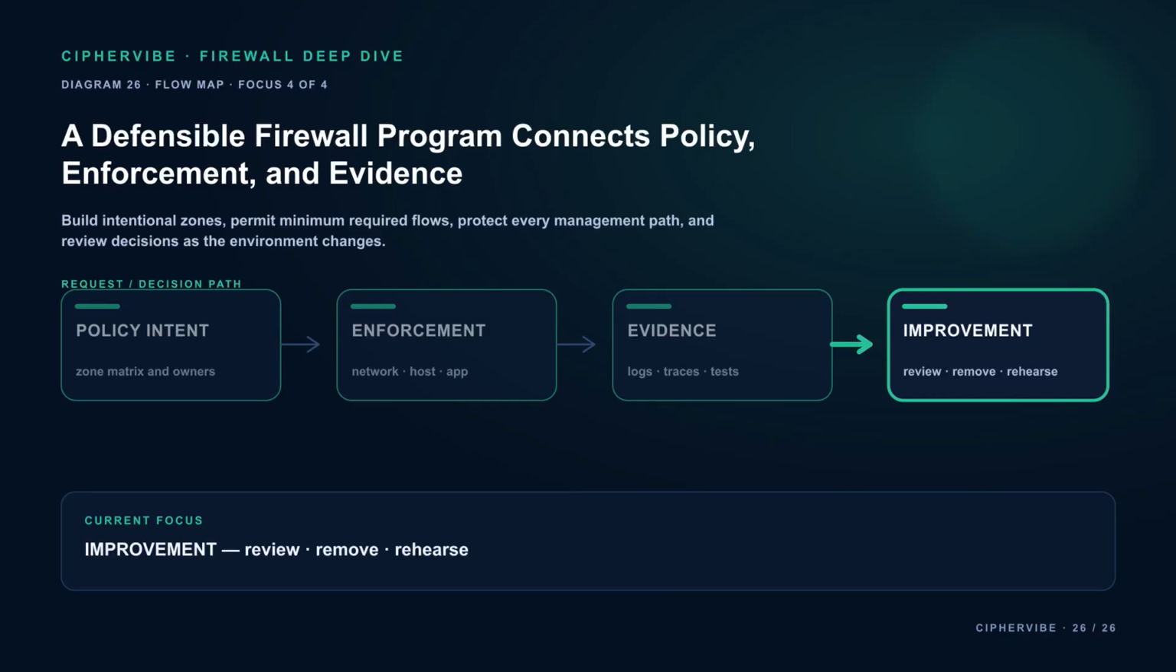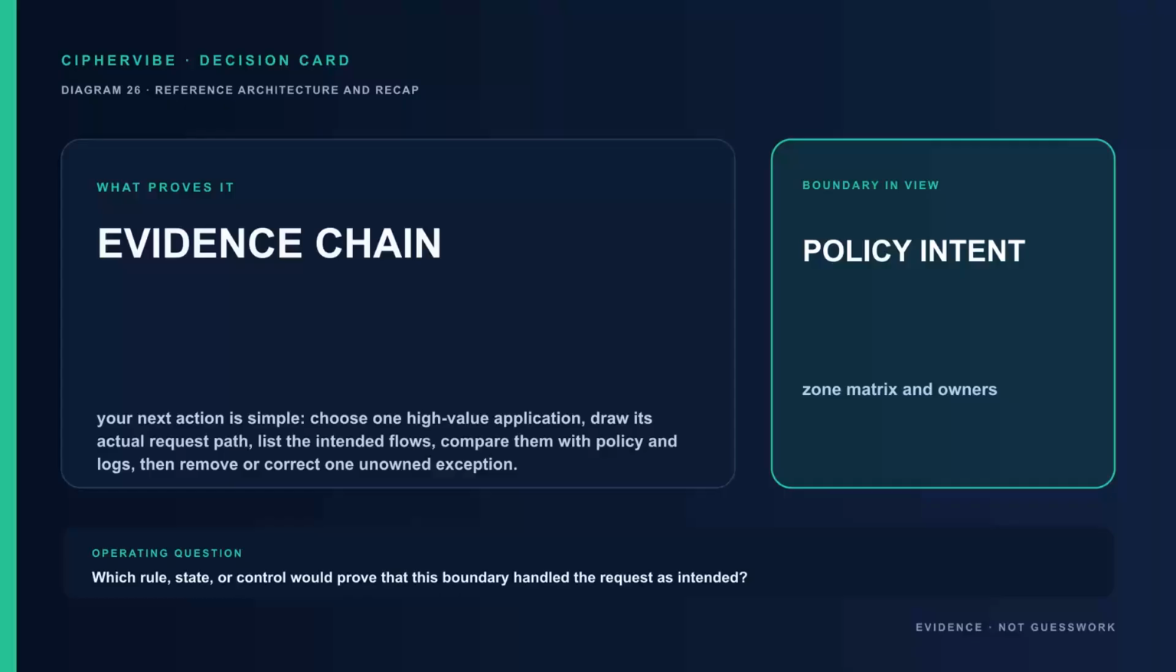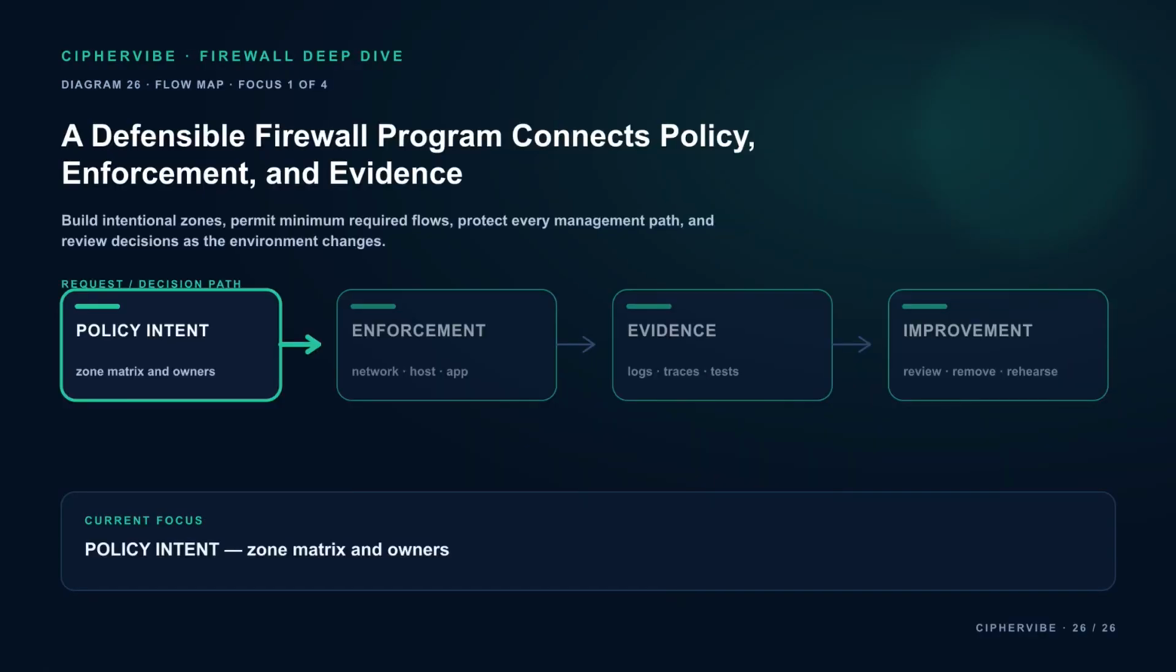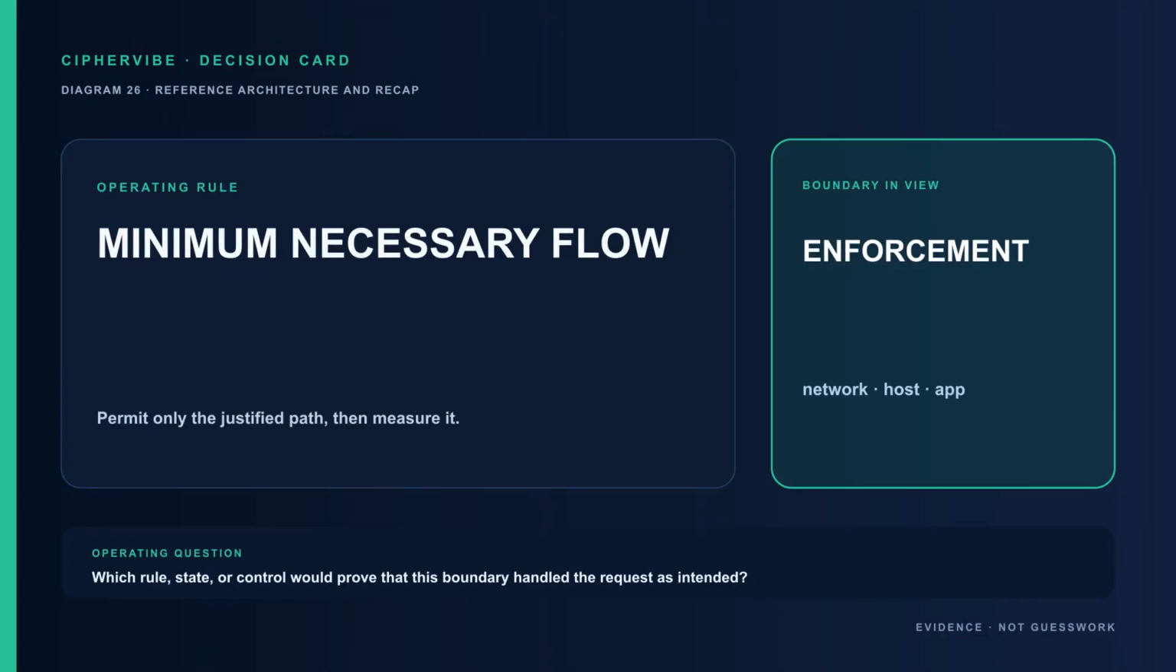Mechanically, policy intent becomes enforced configuration through an approved lifecycle, while telemetry and safe tests measure whether the actual behavior still matches the architecture. The common failure is that a firewall project ends at installation, even though its security value declines when assets move, applications change, identities evolve, temporary rules persist, and evidence is not reviewed.